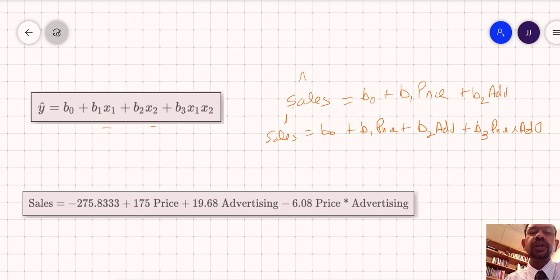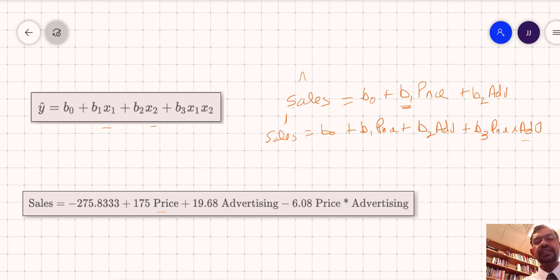Now, one quick way to interpret the results of this model is to see what is the effect on my sales of a price change, or a dollar change on the price of my product. So in the simple or the multiple regression model, we would just look at B1, which tells us the effect of a dollar change in price on our sales. However, now notice that price not only appears here by itself, but it also appears interacting with advertisement.